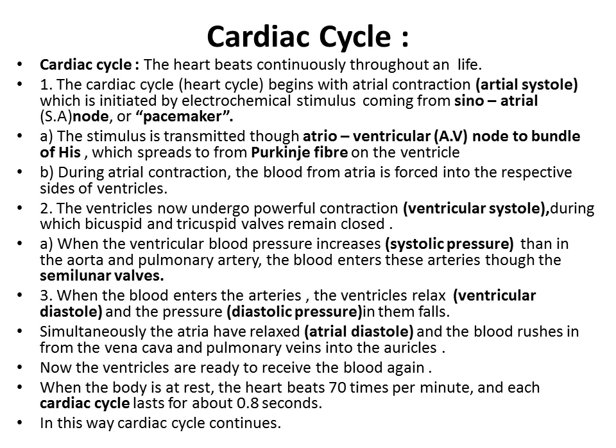Simultaneously, the atria have relaxed, the atrial diastole, and the blood rushes into the ventricles from vena cava and pulmonary veins. Now the ventricles are ready to receive blood again. So in this way, even at rest, the heart beats 70 times per minute, and each cardiac cycle lasts for 0.8 seconds. In this way, the cardiac cycle continues. So cardiac cycle is the alternate atrial and ventricular systole and diastole, contraction and relaxation.